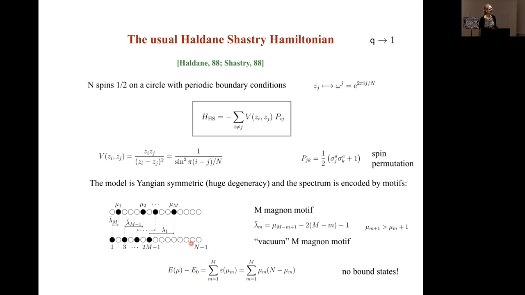Yes, okay. So this would be the vacuum, the lowest excited state, kind of vacuum, and then you can just push your mu's to higher values.